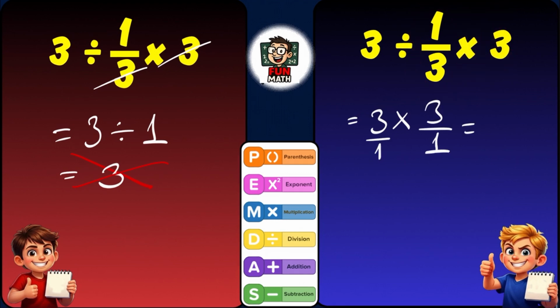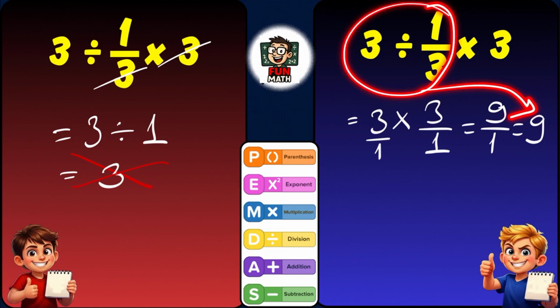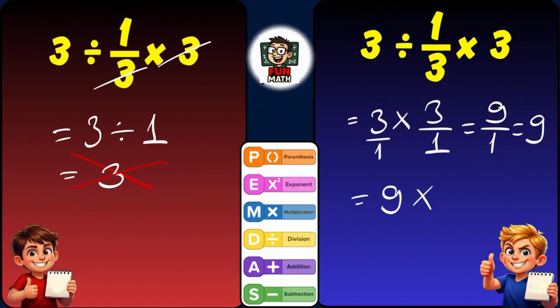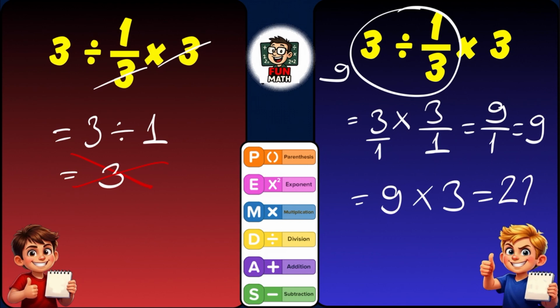3 times 3 equals 9. 1 times 1 equals 1. If we divide, we get 9. This operation equals 9. Now we will do the multiplication. 9 times 3 equals 27. Our answer will be 27.